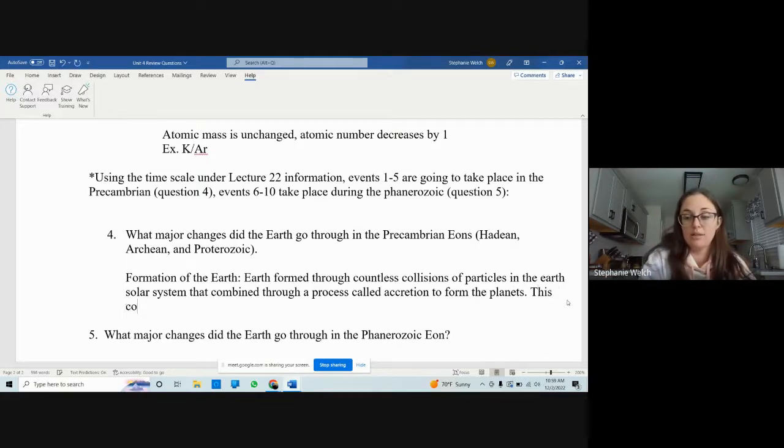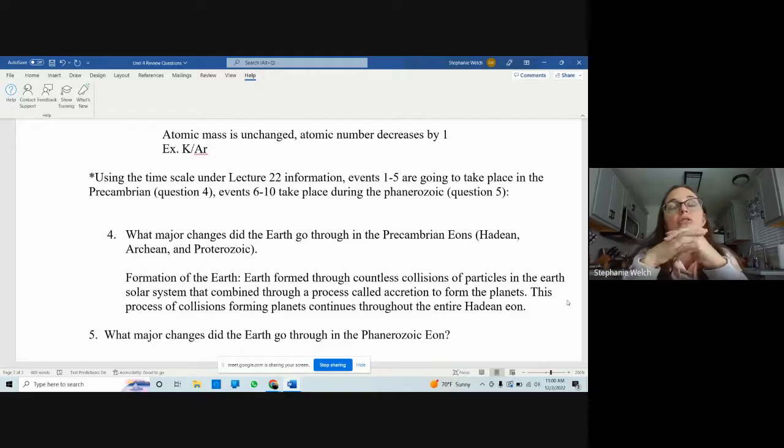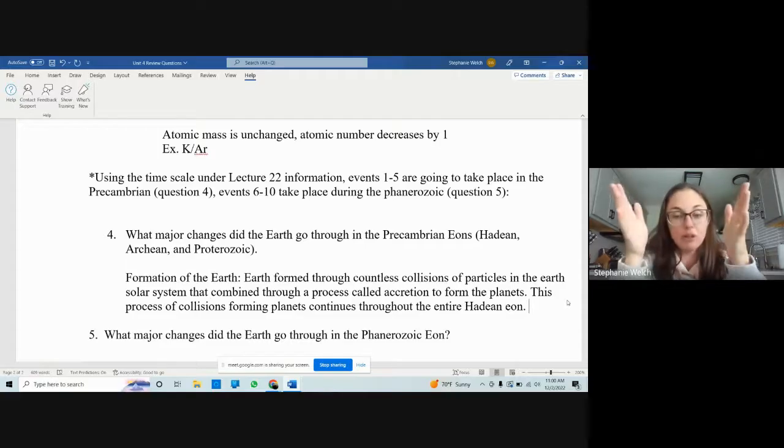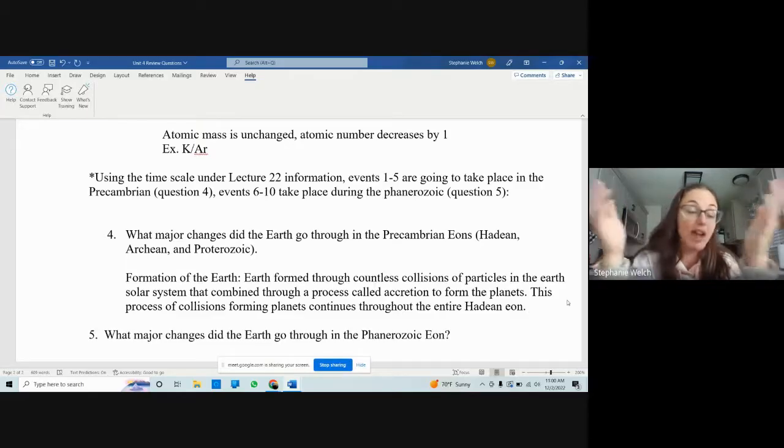So this process of collisions forming planets continues throughout the entire Hadean eon. That's what we call the first few hundred million years of Earth history, the heavy bombardment period, because it's not like you just shut down this process of forming planets one day and all collisions are then done. We still have collisions on Earth. We still have meteorite impacts.